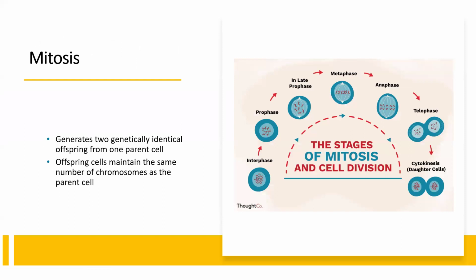This is similar to binary fission in the sense that you go from a single cell to two daughter cells. However, it's a much more involved process than binary fission is. Now, in this case, the offspring cells are going to have the same number of chromosomes as the parent cell. The process is divided into interphase, prophase, late prophase, then we go into metaphase, anaphase, telophase, and then cytokinesis, where they break apart into two distinct cells.